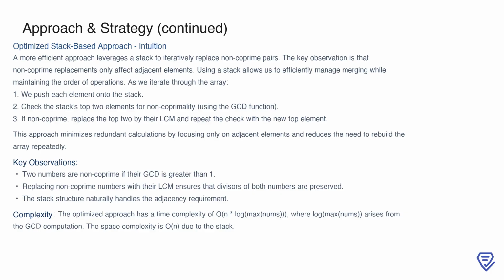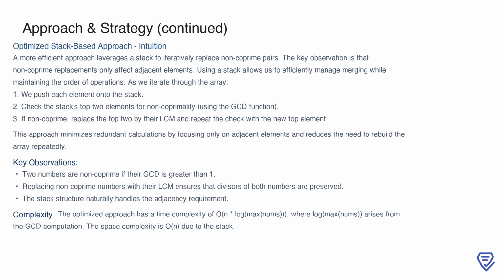Here's how it works: as we iterate through the array, each element is pushed onto the stack. Whenever there are at least two elements on the stack, we check the top two for non-coprimality by calculating their GCD. If their GCD is greater than 1, it means they're non-Coprime. In that case, we replace the top two elements with their LCM and repeat this process with the new top of the stack. This approach is efficient because it focuses only on adjacent pairs and avoids scanning the entire array repeatedly.